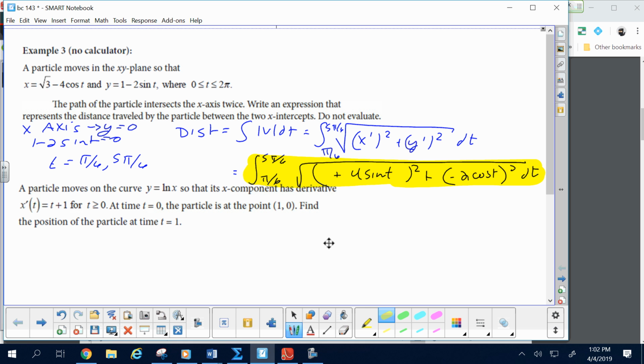How'd you do on example 3? Okay, the main steps were find where it crosses the x-axis, and then distance in 1 or 2 dimensions is the integral of speed, and in 2 dimensions speed is more like a Pythagorean theorem calculation of the horizontal and vertical velocity components, right? All right, B, or the next one, whatever you want to call it.